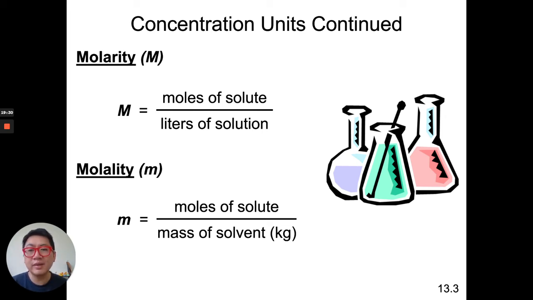So we have one more called molality. Molality is lowercase m. Notice molarity, capital M. Molality, lowercase m. Molality is moles of solute divided by mass of solvent in kilograms. Notice the big difference. That's liters of solution. This is the mass of just the solvent. Solute plus solvent is the solution. This is just the solvent in kilograms.